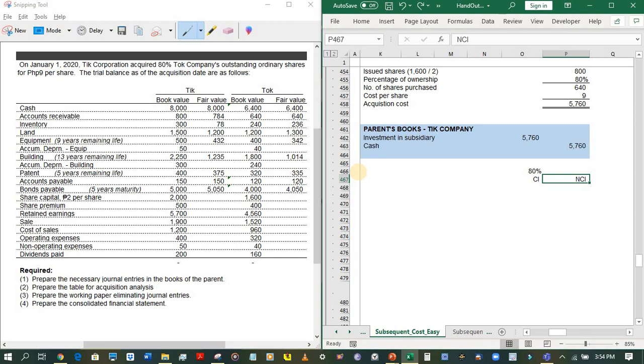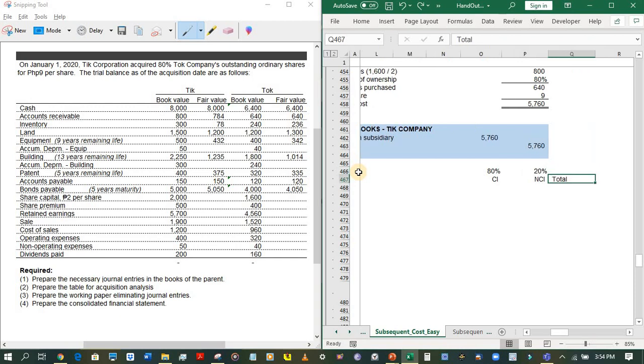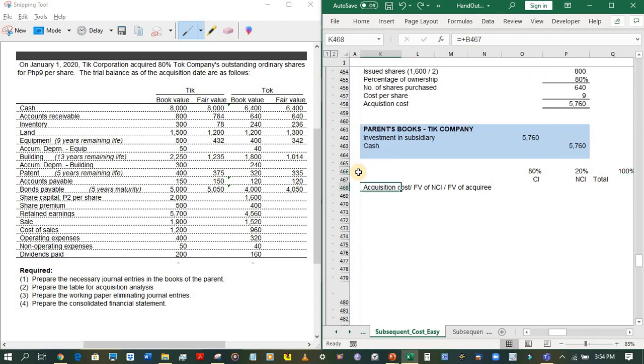In the previous standard, the term used was minority interest. But now, the term that we use is non-controlling interest, and the non-controlling interest has a total ownership of 20%. So the total of 80 and 20 is 100%. Now, first, let us provide the first row, which is the acquisition cost for the 80%. The 80% acquisition cost is 5,760. That is the amount paid by the acquirer in order to purchase the 80%.